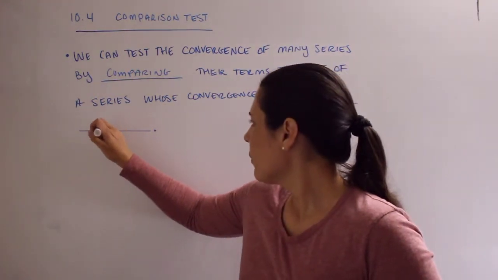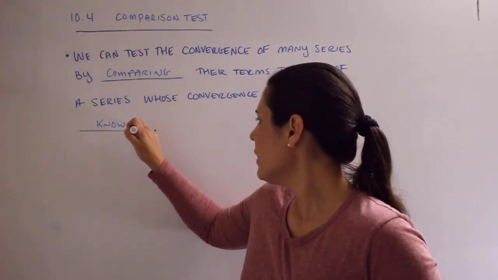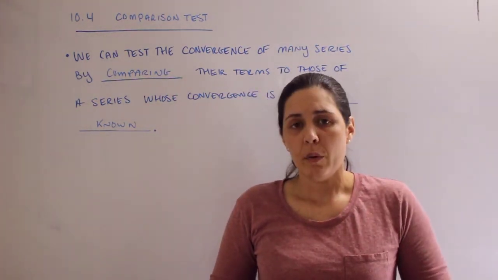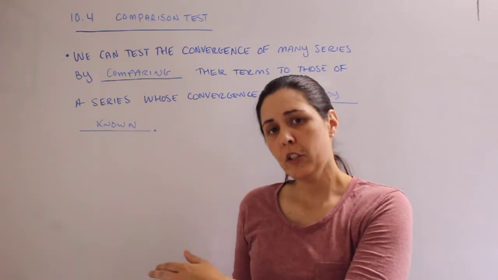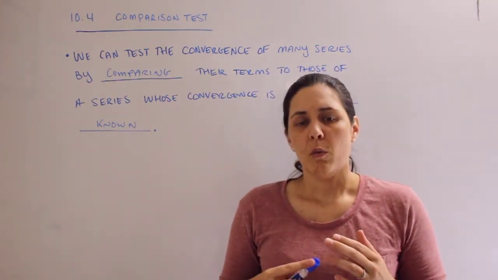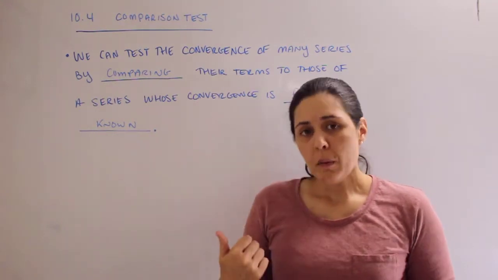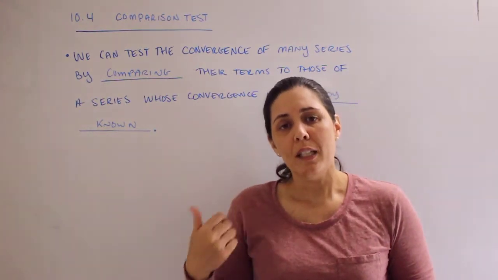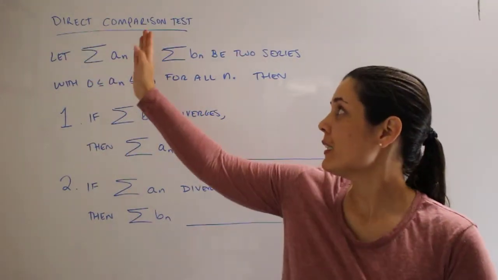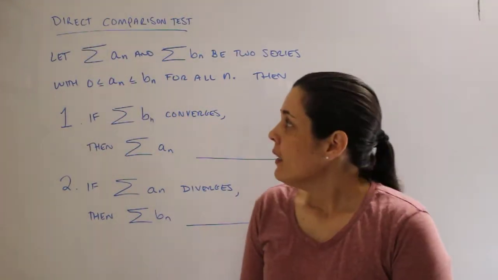So we are basically interested in certain series. We don't know a lot about it, but we can see how that series we're interested in compares to a series we already know some stuff about. And then we're going to start with what's called the direct comparison test, and then after that we'll do the limit comparison test. So here is our direct comparison test.